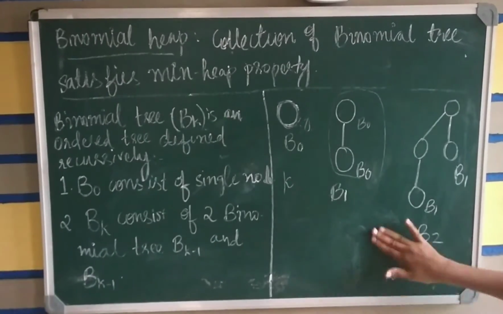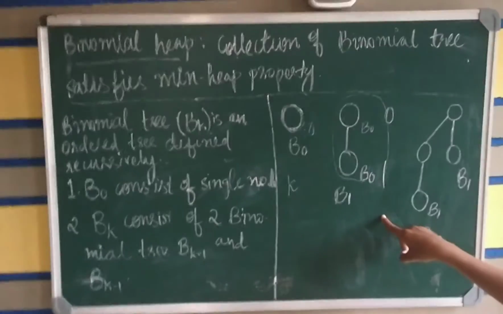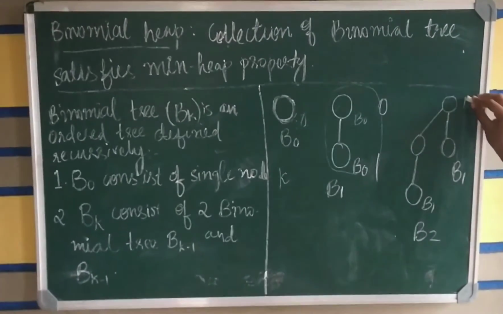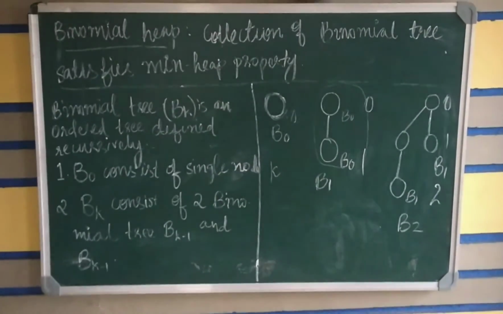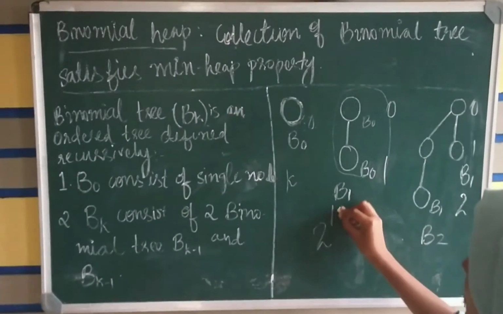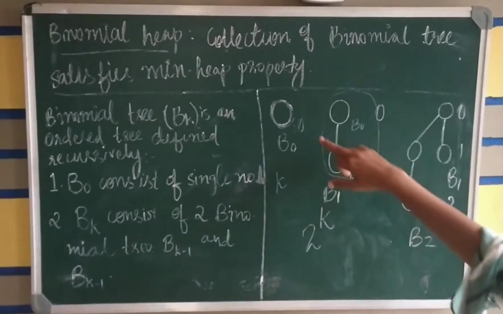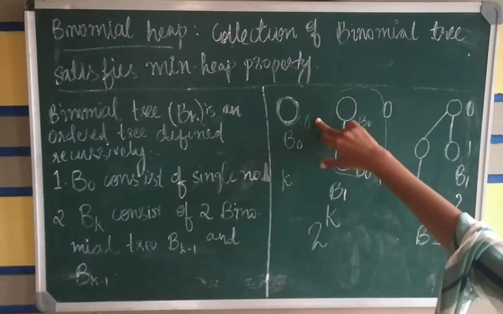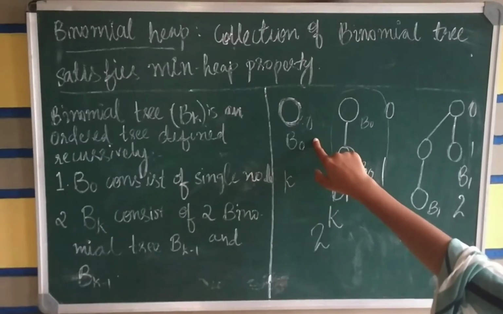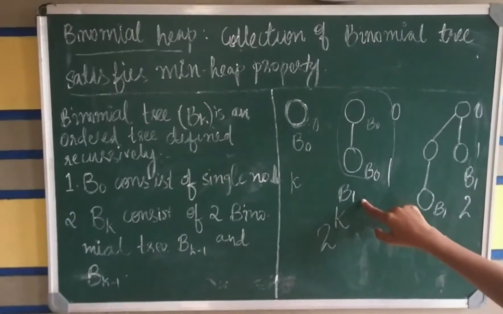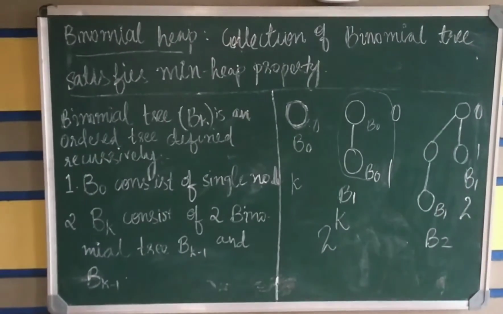So the heights of these binomial trees are 0, 1. The height of the B1 binomial tree is 1 and the height of the B2 binomial tree is 2. According to its height, we can say the number of nodes. 2 raised to k is the number of nodes in each binomial tree, where k represents the height. So for B0, the height is 0, so 2 raised to 0 gives only one node. When it comes to 1, 2 raised to 1, there will be 2 nodes. When it comes to 2, 2 raised to 2, there will be 4 nodes.